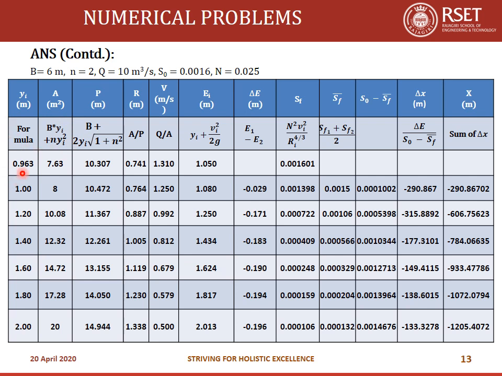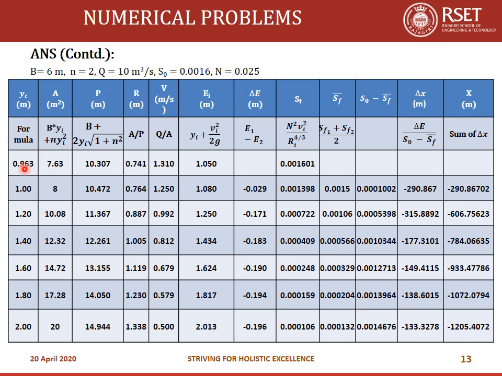Now look at the number of steps I've taken. My computation starts from 0.963 to 2 meter. 2 meter is given to me, so it has to end at 2 meter, and the initial depth is 0.963 meter. I'm struggling to find a perfect uniform gap between them so that I can take 5 steps. Instead, I'll keep 0.963 as it is, and then the next step I'll take as 1 meter, then 1.2 meter, then 1.4 meter, then 1.6, 1.8 and 2. So I have totally 7 steps.